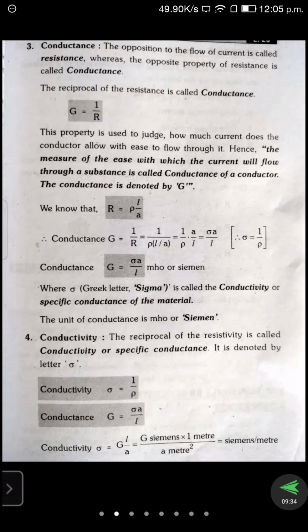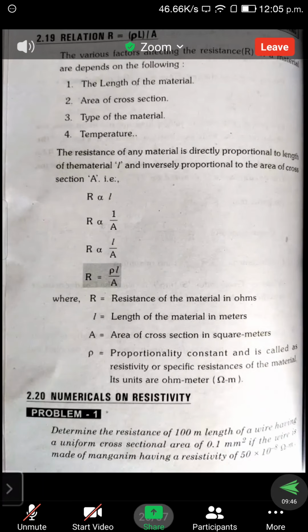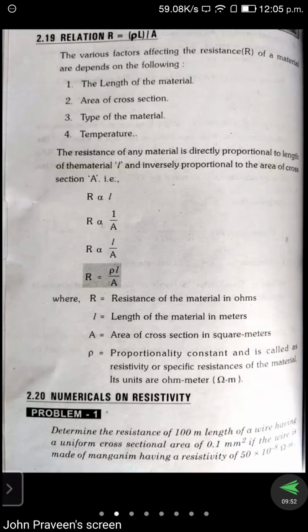Most of the cases do not ask about finding conductance and conductivity. Most of the cases ask about resistance and resistivity, so those types of problems will be discussed here. This is the most important thing: the various factors affecting the resistance of a material. Resistance depends majorly on four factors. So what are those four?